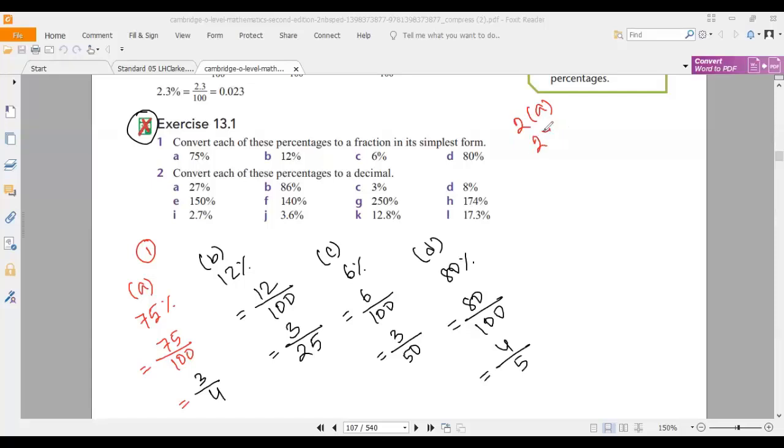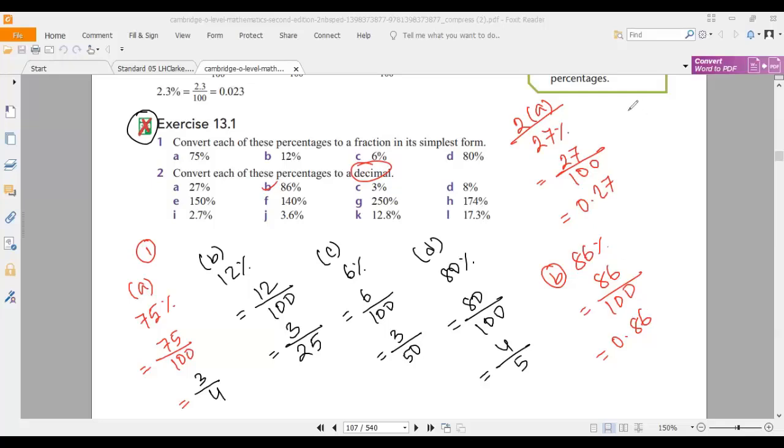2A, 27%. Now, the question says convert each of these percentages to a decimal. So, 27% actually represents 27 by 100. So if we divide any number by 100, that means we have to put a point before 2 digits. So it will be 0.27. Number B says 86%. 86% means actually 86 by 100, or you can write 0.86.